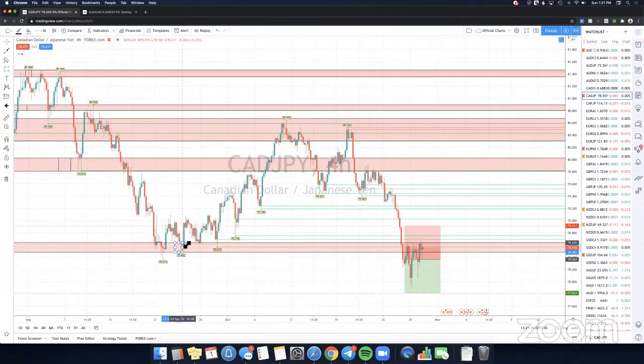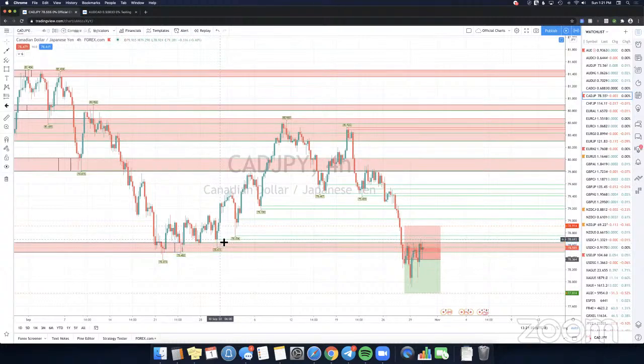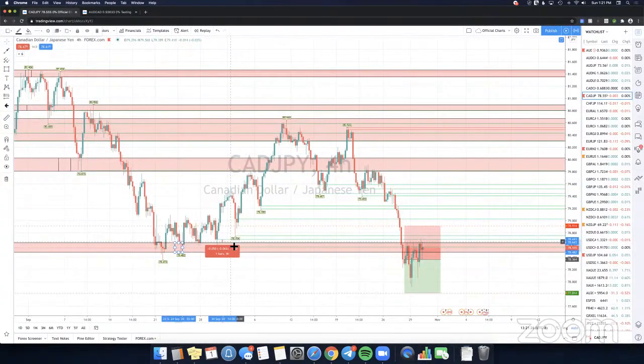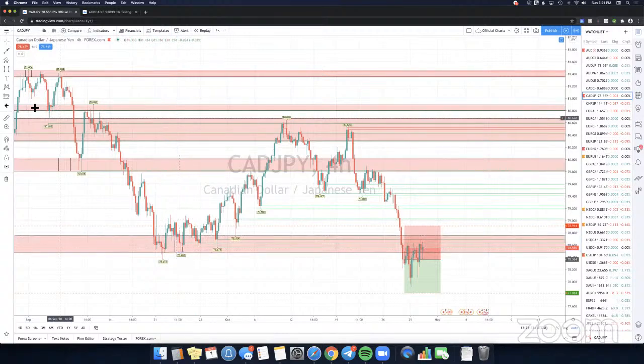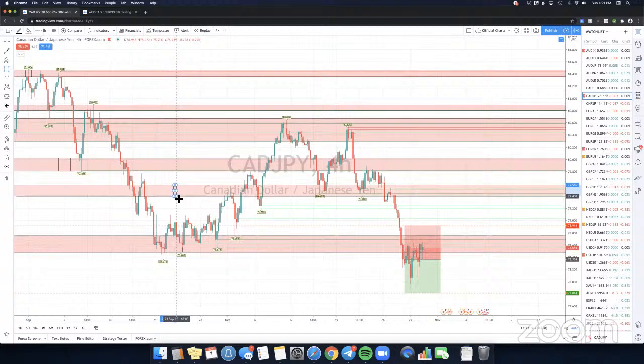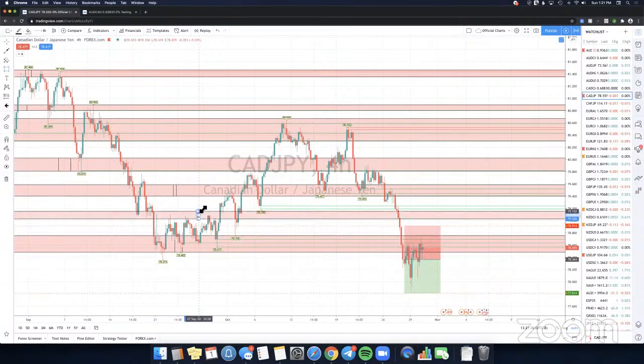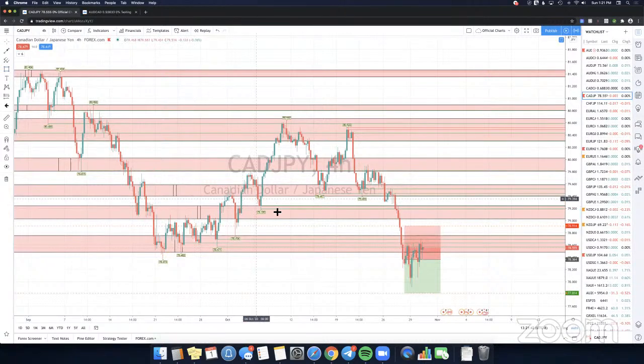So right here, this could be one zone and this could be one zone as well. But like I mentioned before, price right here is only 4 or 5 pips from the next zone. So it's going to be impossible for us to trade within this little area. So we're just going to create one big zone right there. And then we got one zone right here. And then we got one bigger zone right here as well.